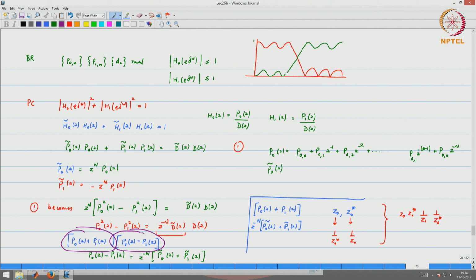What happens if they are on the unit circle? Then the reciprocal will also be on the unit circle. Now what is the assumption on H of Z? Stable. Which means that you cannot have a zero on the unit circle. So zeros of D of Z must be strictly inside the unit circle. Zeros of D tilde of Z will be strictly outside the unit circle.